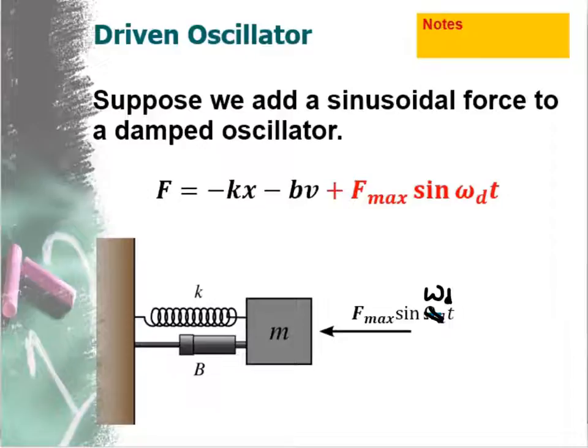So we have somebody basically pulling this thing back and forth with a variable amount of force, and that force varies as sine of omega d times t. And this omega d is not a property of the system itself. It's something that somebody determines externally. So somebody could choose to shake it or to move it back and forth at that angular frequency, but it doesn't depend on anything about the system itself. It's just a selected frequency that one is driving this thing with.